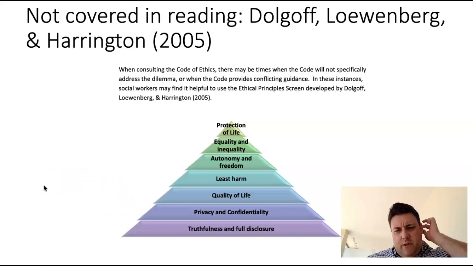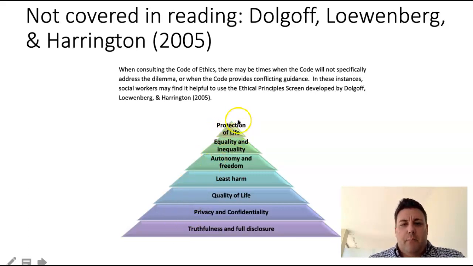This is a fairly well-known ethical decision-making model in social work that was developed by Dolgoff, Loewenberg, and Harrington in 2005. The way this ethical model works, there's a pyramid, and this tells you which ethical principles should be valued more than others. So, for example, the protection of life is valued above everything else. The protection of life is valued above equity and inequality, above autonomy and freedom, above least harm, above quality of life, and so on and so forth.